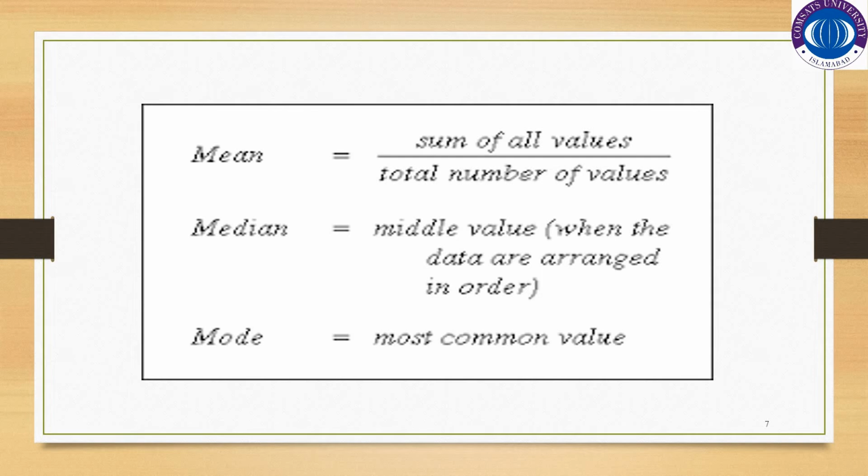Now, to represent this data set, we have three approaches, that is mean, median and mode. Now, what is mean? Mean is the same as the average we have been calculating: sum of all the observations or the values divided by the total number of the values. What is median? Median is a middle value when the data set is arranged in an order. And what is mode? Mode is the most common value or most frequently occurred value of data set.